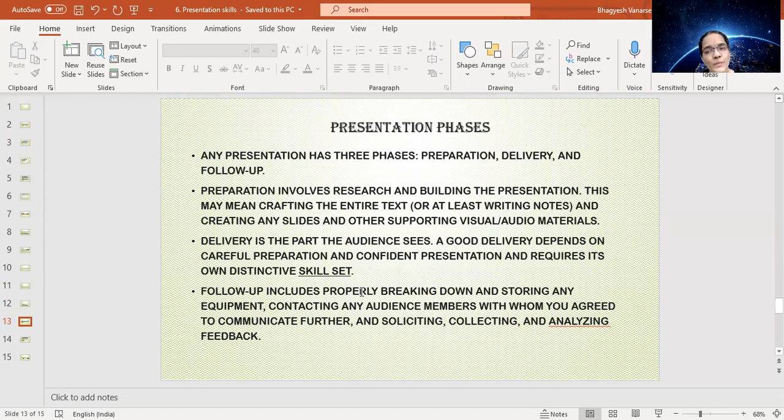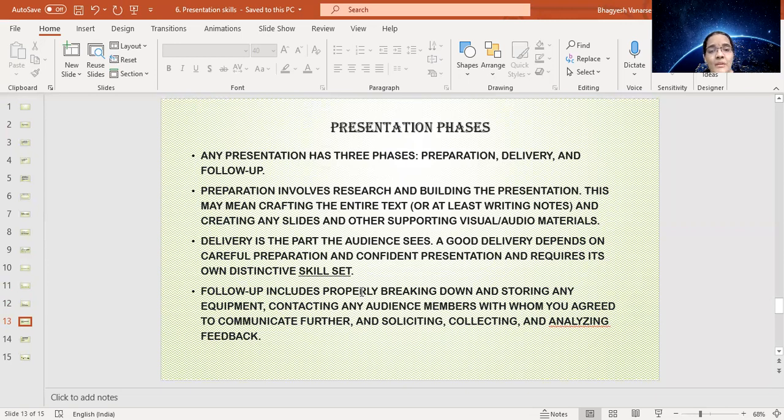Every presentation passes through three phases: the preparation phase, the delivery phase, and the follow-up phase. The preparation phase involves research and building the presentation. Now, what kind of research? It means you are going to find out the information that is to be added to your presentation. But when you're doing this, you're going to do it with minimum words, creating slides or supporting visuals and audio materials at the same time.